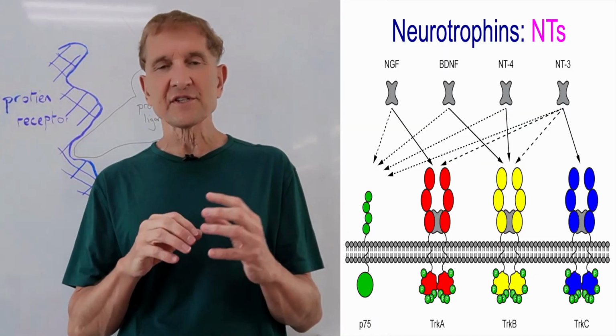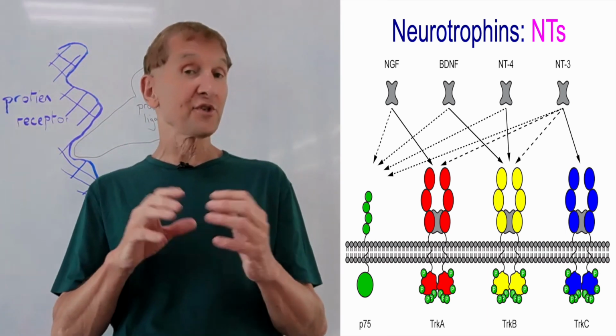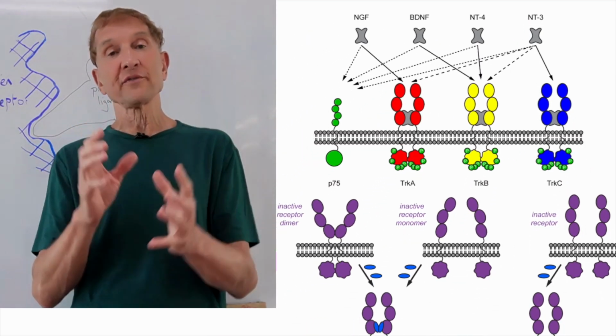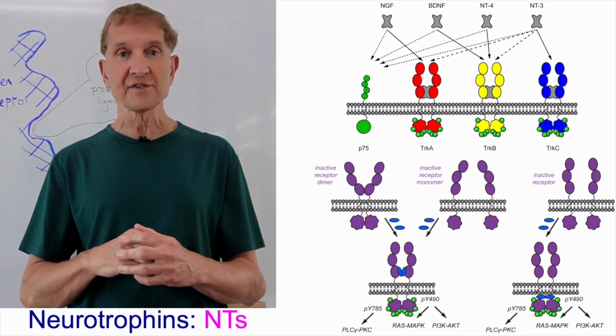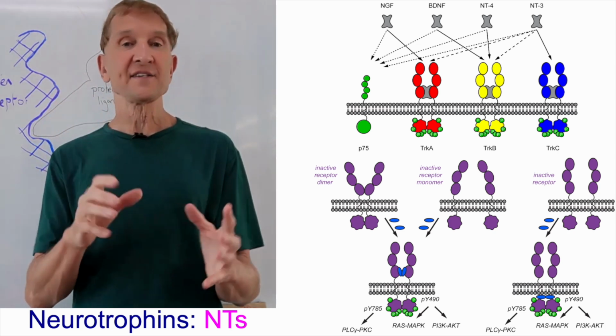Neurotrophins are a series of exogenous growth factors that bind to cell surface receptors or nerves. When they do, they cause autophosphorylation of the TRK receptors, and this triggers a cascade of signaling events which result in nerve cell propagation and survival.